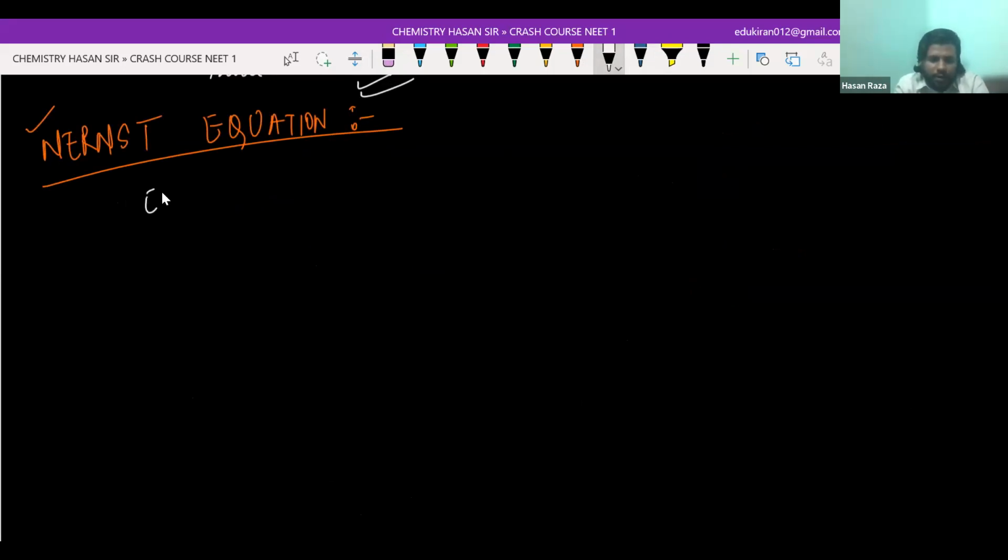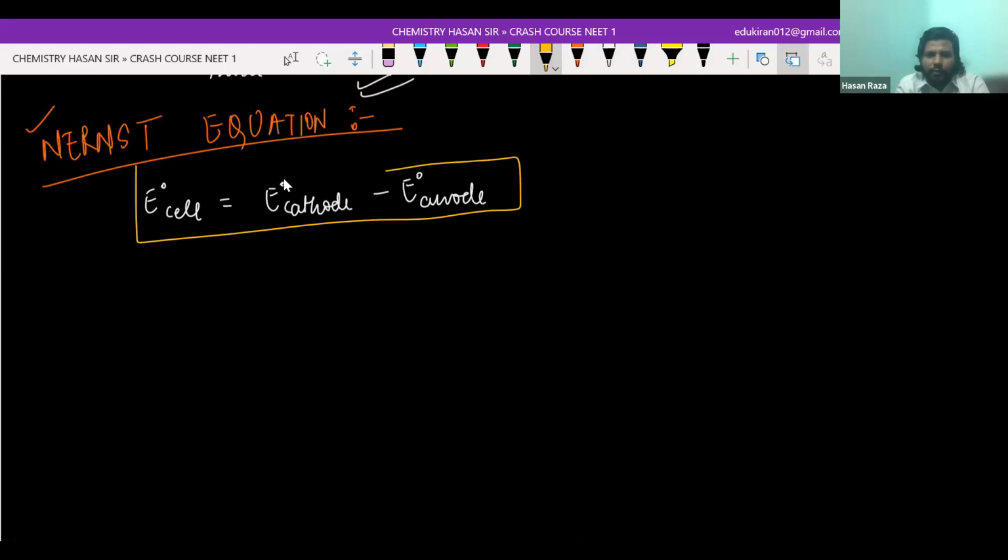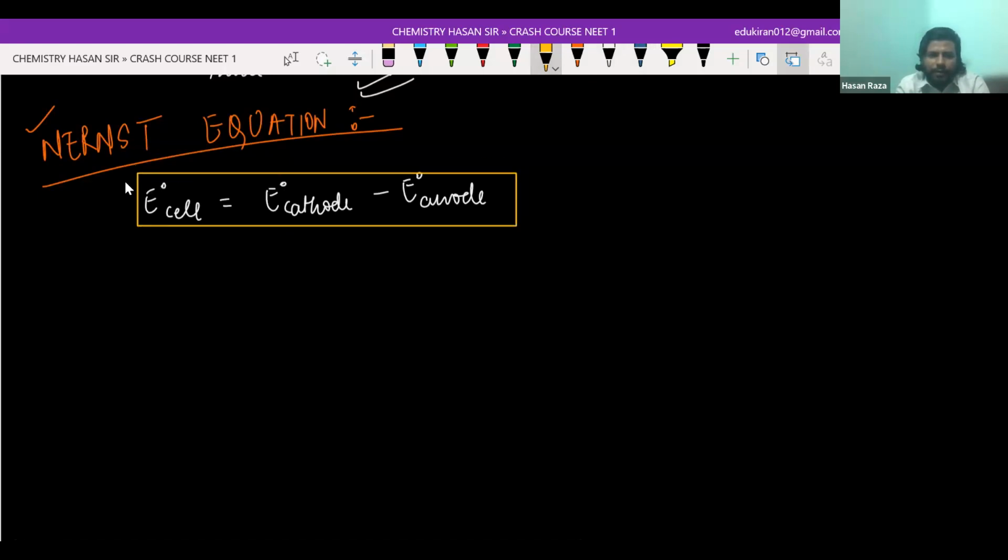Now, for the Nernst equation, I'm going to start this. If you want to calculate E naught cell, this will be E naught cathode. Whatever is the value of E naught at cathode, if you subtract the value at anode, then you will be getting the value of E naught cell.